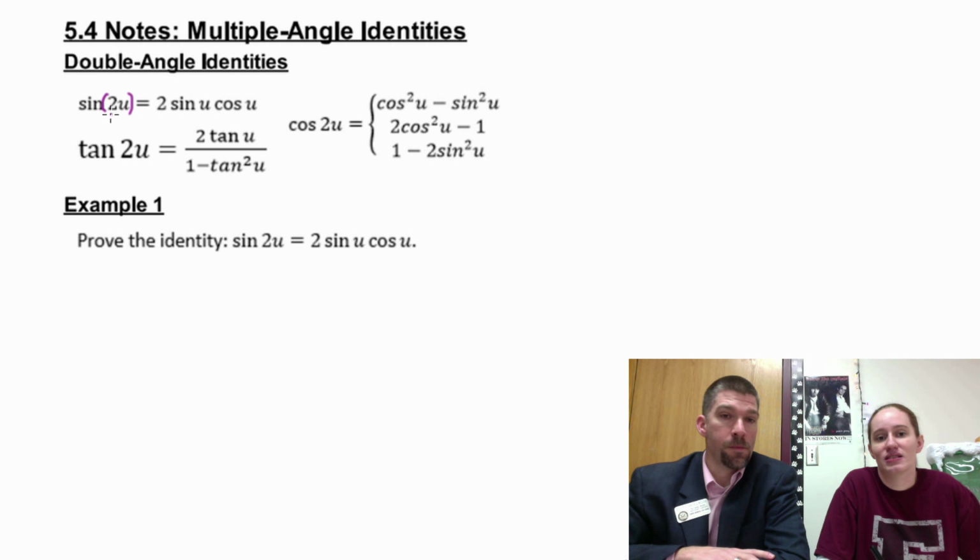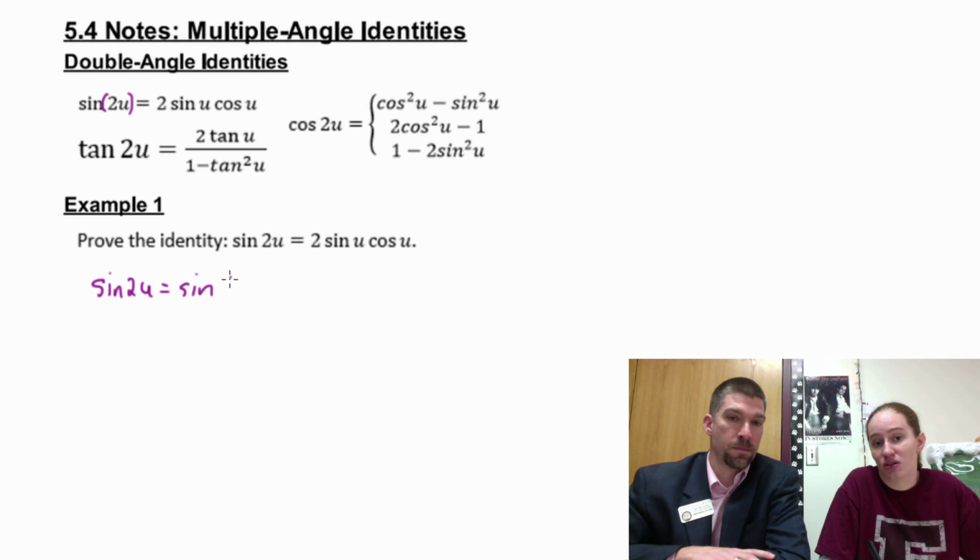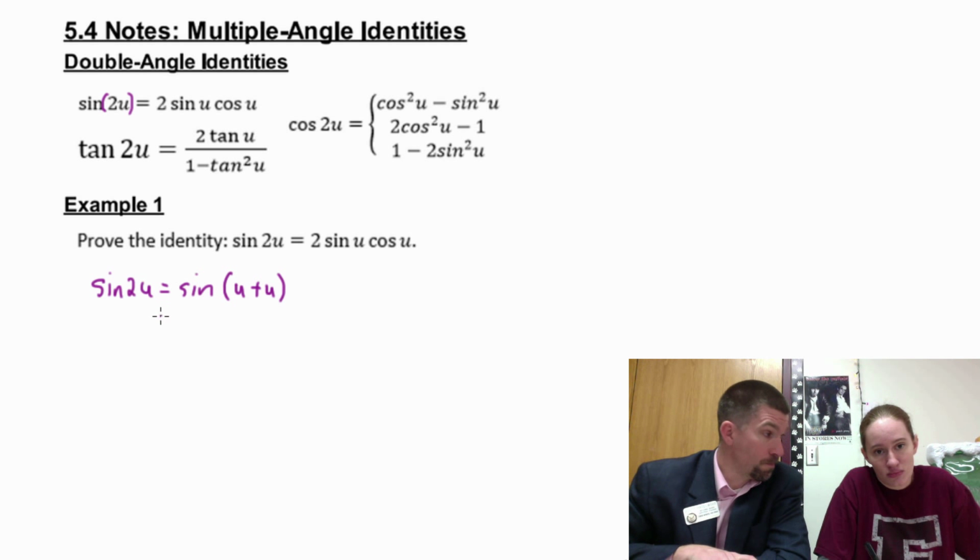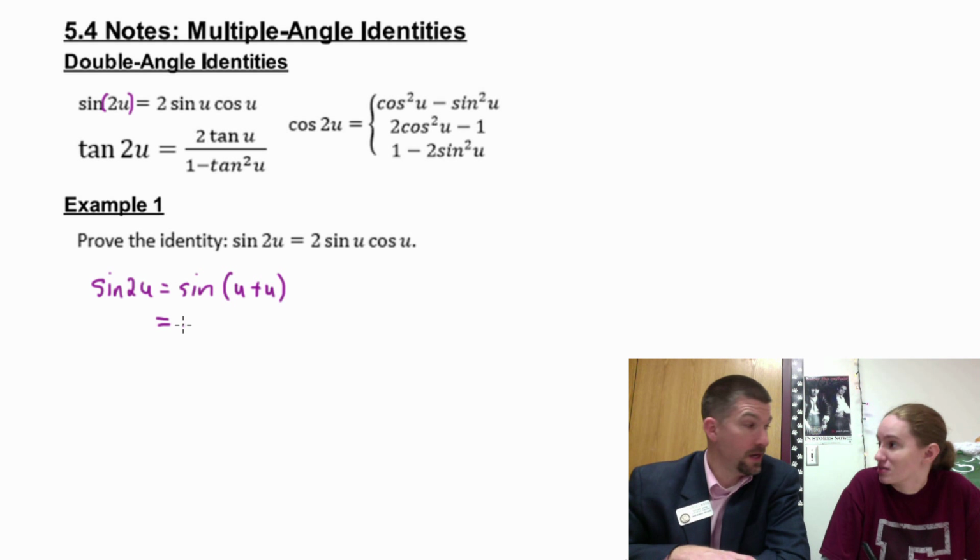What we're saying is that if we have twice an angle, in other words, sine of u plus u, we can break that up into u plus u, because u plus u is 2u.